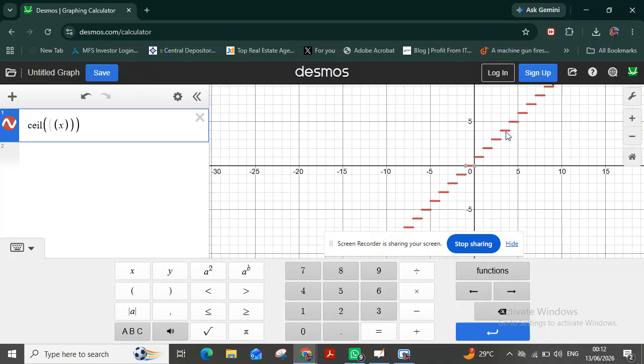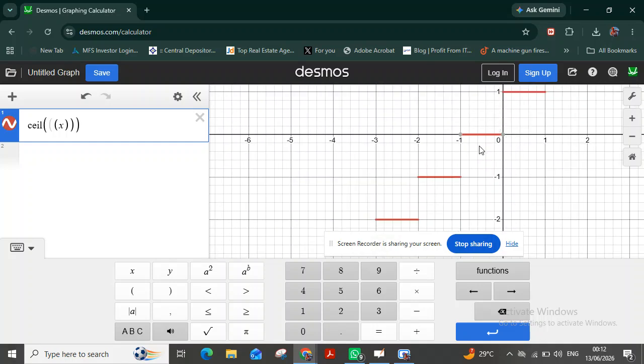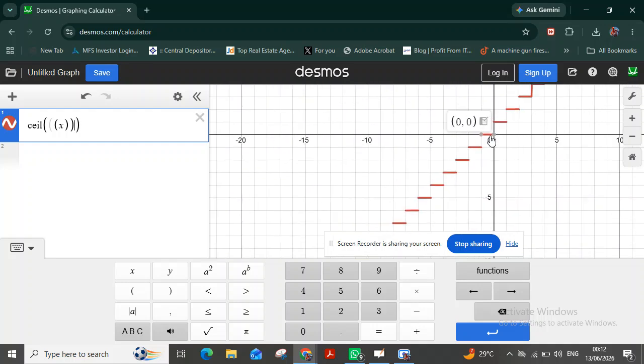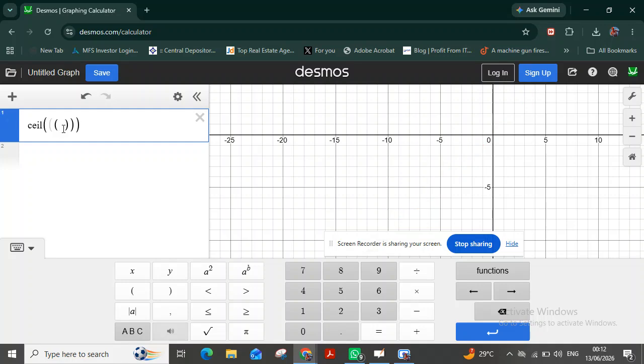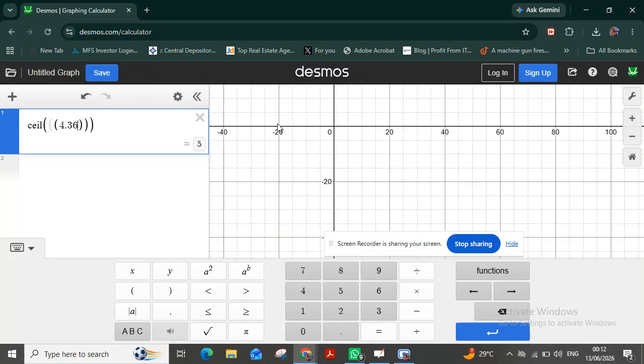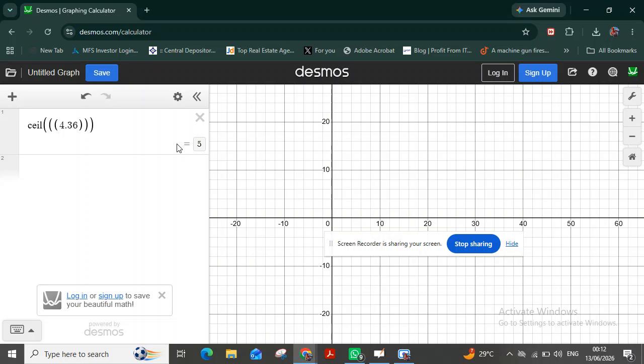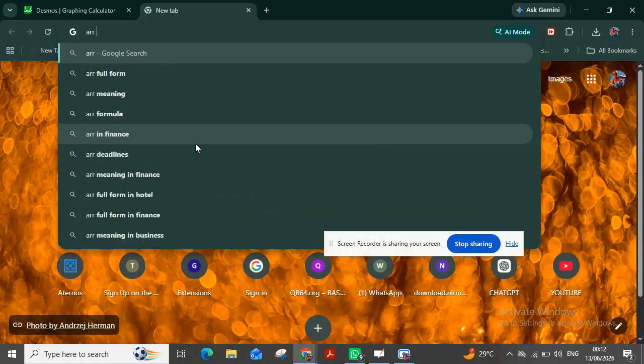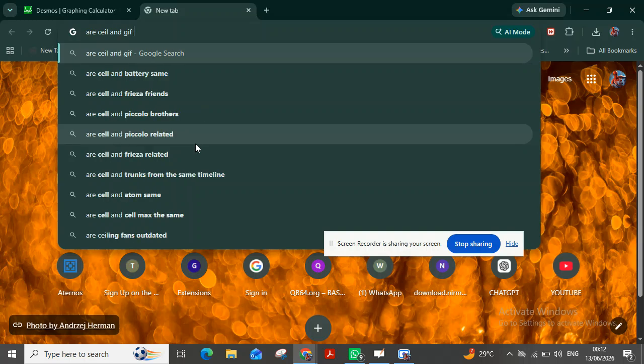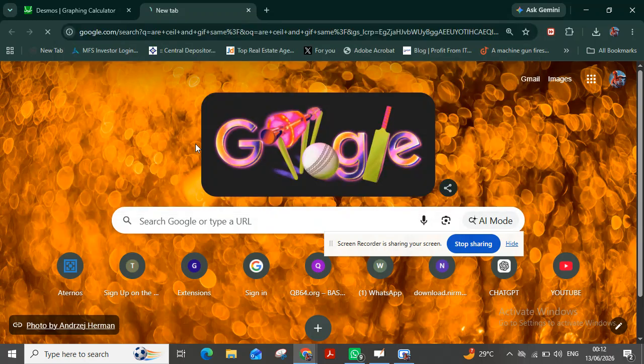See, it is stepping up. It is stepping up. And see, it is stepping up. So this is the graph of GIF. As I told you, if I put here 4.53, what will the graph give? You say nothing has been given, so see, it will give you 5. This is the graph of ceil, okay? Because GIF doesn't give you 5, GIF gives you 4. So if you search whether ceil and GIF are the same, the answer will be no, they are not the same.